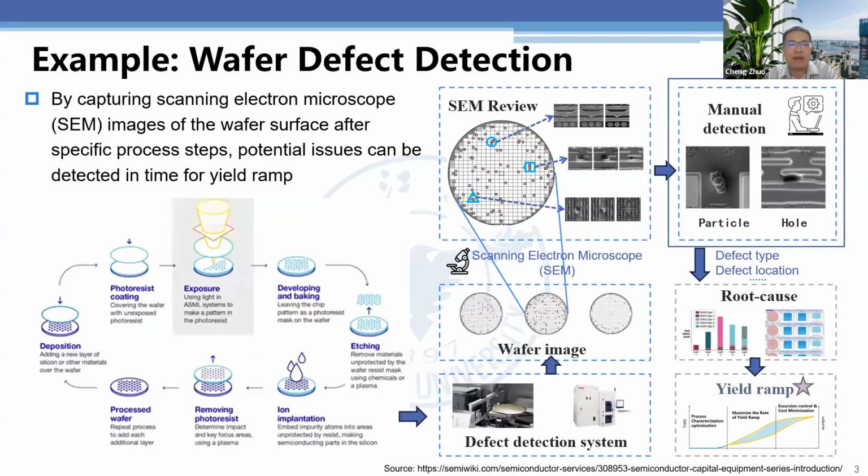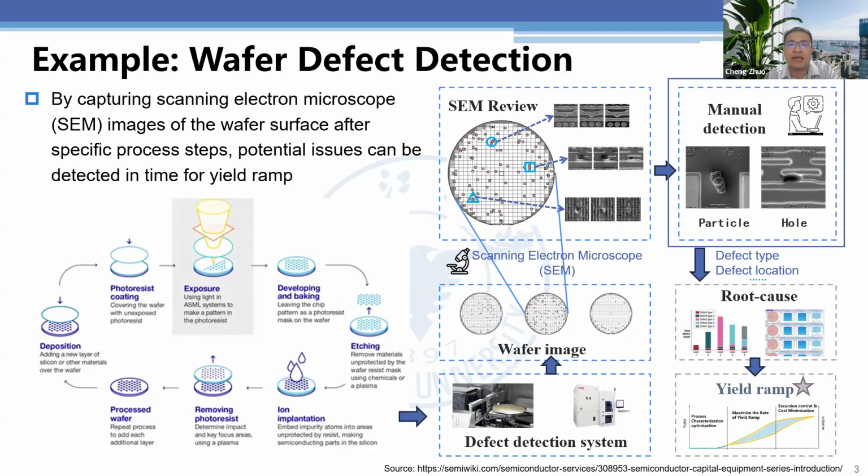Here, let's go back to manufacturing and take wafer defect detection as an example. Wafer defect detection is one step within semiconductor manufacturing. In addition to wafer defect detection, there are also the WAT and other tests. Wafer defect detection uses scanning electron microscope images of the wafer surfaces after certain process steps. I have a flow here. After some steps, the defect detection system will take the wafer image, as you can see in the middle, and then some die level pictures will be taken and investigated.